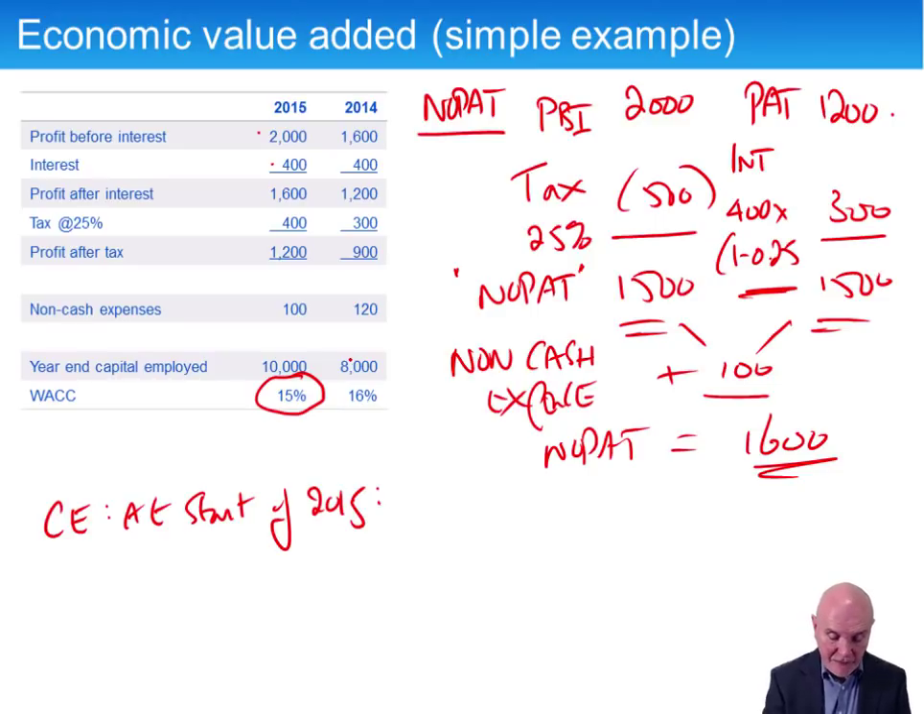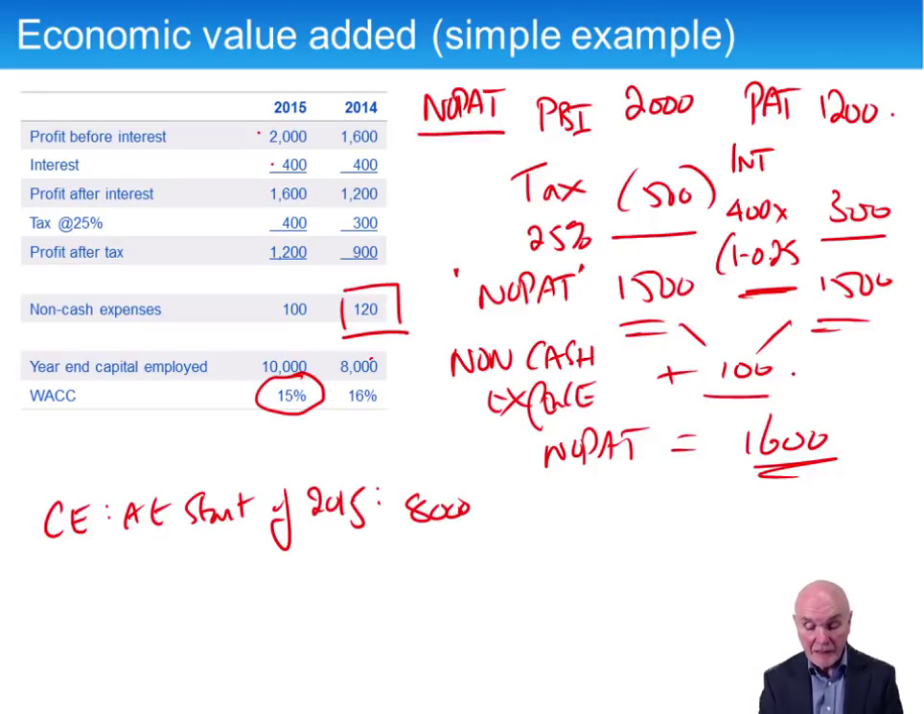Now you might think that that should be 8,000. So in other words, the closing capital employed, the year-end capital employed at the end of 2014 will be the opening capital employed at the beginning of 2015. However, in that capital employed, we have deducted an expense of 120, non-cash expenses, which should not have been deducted in 2014, and indeed we've added it back in 2015. So if we'd never ever deducted these non-cash expenses, then the capital at the start of the year, the 8,000 plus 120, is going to be 9120.